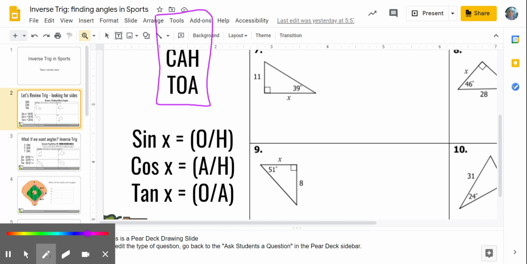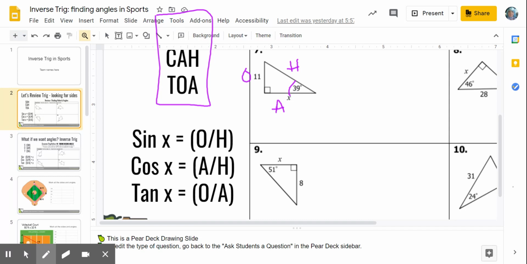Step number 1 is to label them opposite, adjacent, and hypotenuse. So opposite the angle you're given, that's the O. Hypotenuse is always opposite the right angle. And then the X, in this case, is the adjacent. How's everybody feeling about just doing the O, the A, and the H? Does that make sense to everybody? Because I know this is brand new.